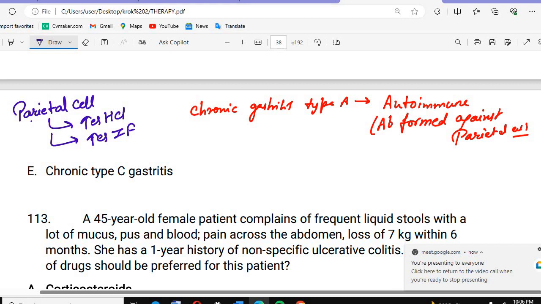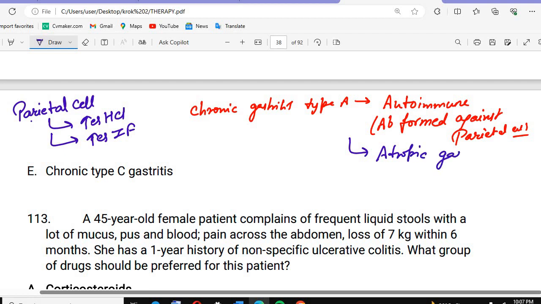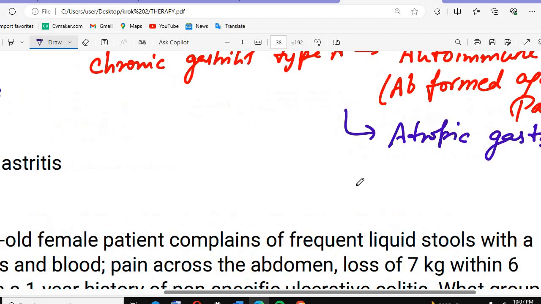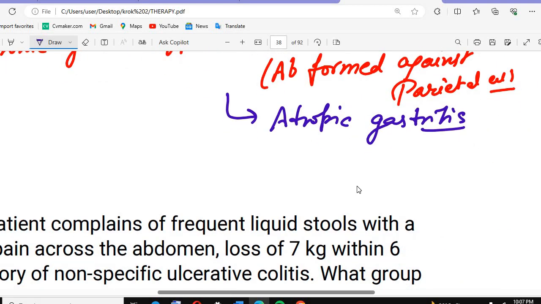So in these autoimmune conditions, we also call this atrophic gastritis. What we will see in these conditions is that the antibody is formed against the parietal cell.